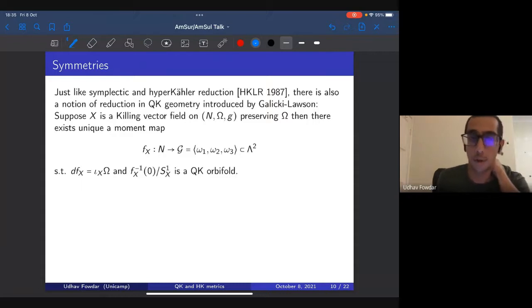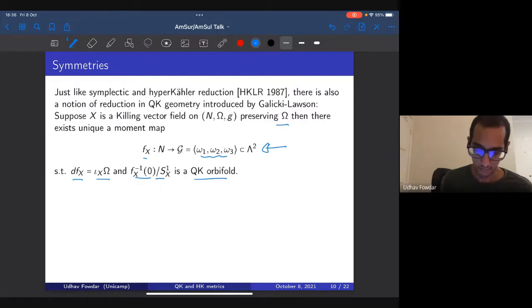So here's the simplest example of it. Suppose you start with a Quaternion-Kähler manifold with a Killing vector field X preserving the four-form. Then they prove that there exists a unique moment map, given by essentially a two-form on your space, which takes values inside this rank three vector bundle generated by omega 1, omega 2, omega 3, such that when you differentiate this two-form, you get a one-form, which is precisely the contraction of the vector field with the four-form. Then you can look at the zero level set of this moment map, and you take the S1 quotient of the space, and you're going to get a Quaternion-Kähler manifold, or if the action is not free, then you will probably get an orbifold.